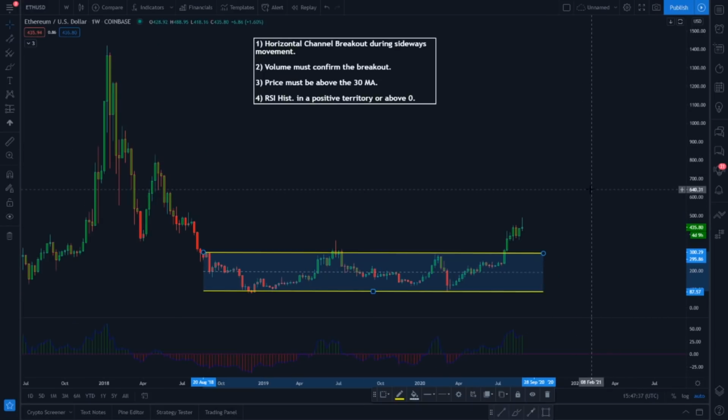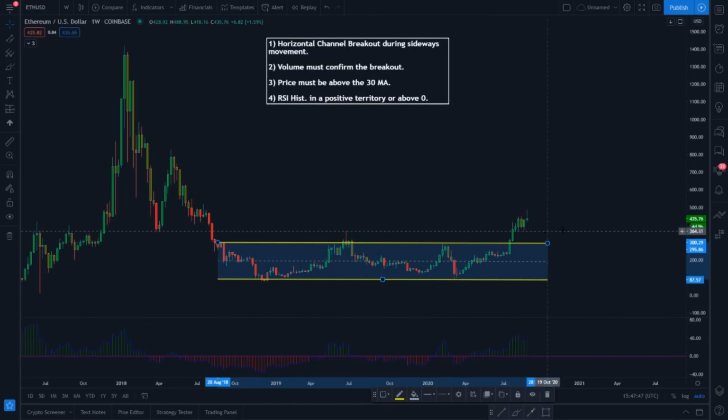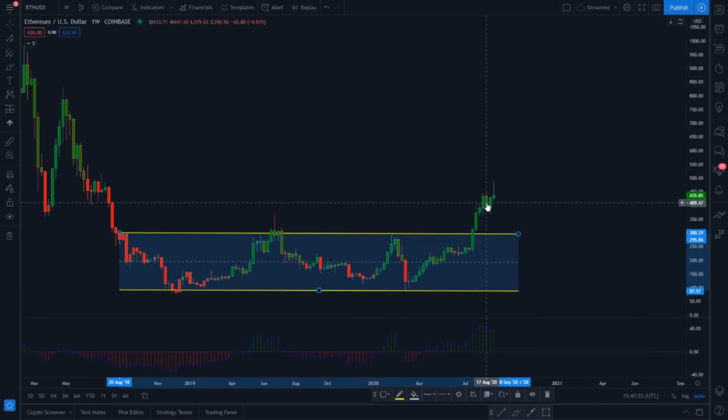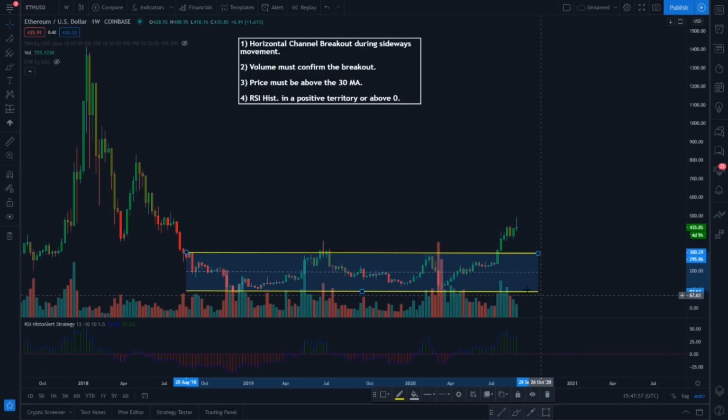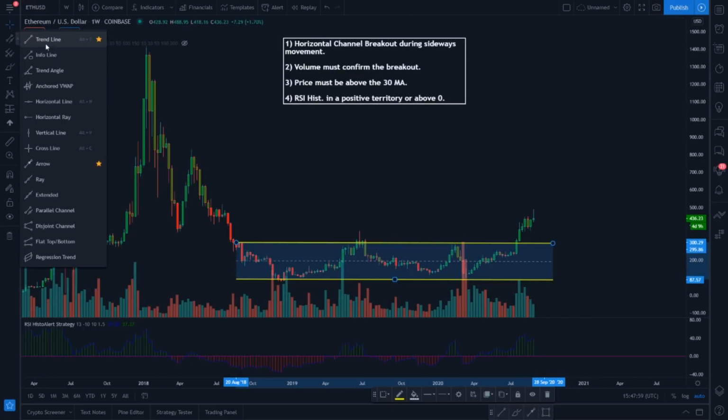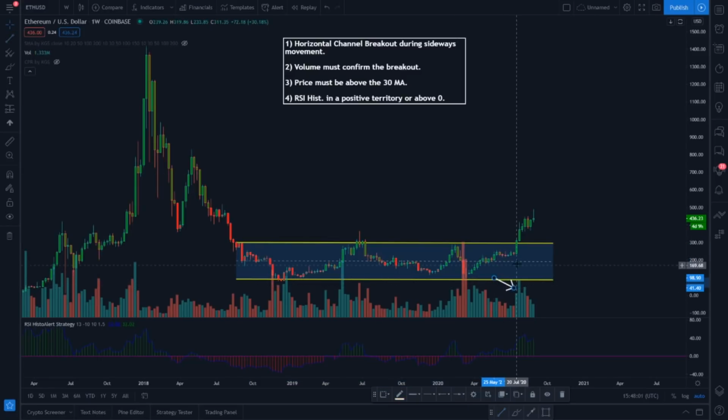Exactly at that time the price was also above the 30 weekly moving average, and it was giving me an indication that, hey, now the trend might be heading slowly to the upside, because this was a really nice horizontal channel, right? The price was trapped between this line, and when we had this breakout, let's see the volume. If the volume was confirming, absolutely yes. You can see here, right? The volume actually gave us a confirmation that this is not a fake out but a breakout.